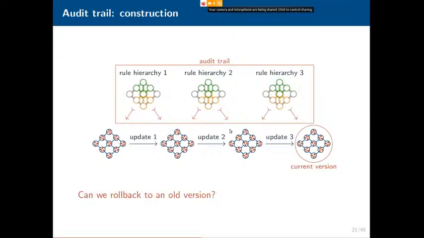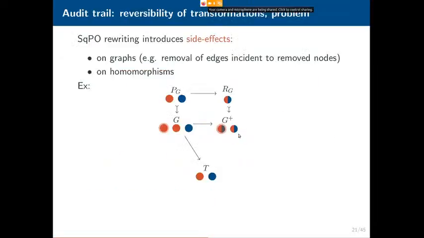So now our question is, having stored our hierarchy updates using rule hierarchies, how can we roll back to an old version, and can we do it? The answer to this question is: not always. And the reason why are the side effects that Sesqui-Pushout rewriting introduces. It is well known in the community of graph transformation that Sesqui-Pushout rewriting introduces some side effects on graphs. For example, removal of a node induces the removal of all the incident edges, independent of whether these edges are selected by the rule, mentioned in the rule or not.